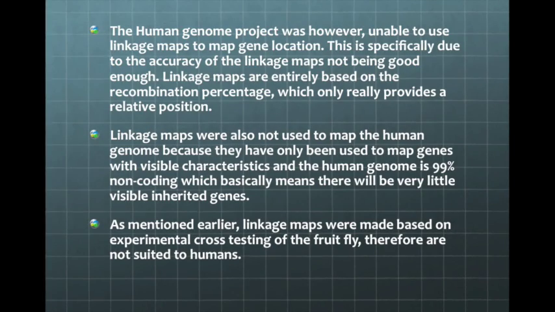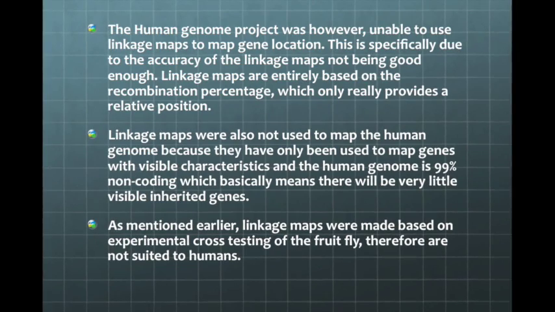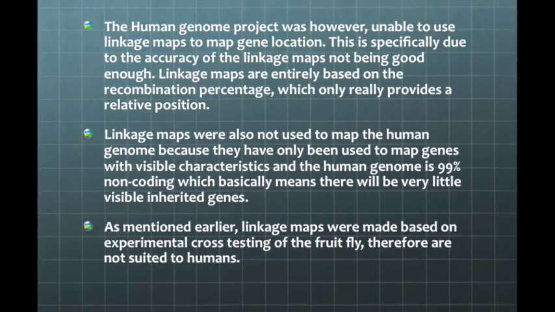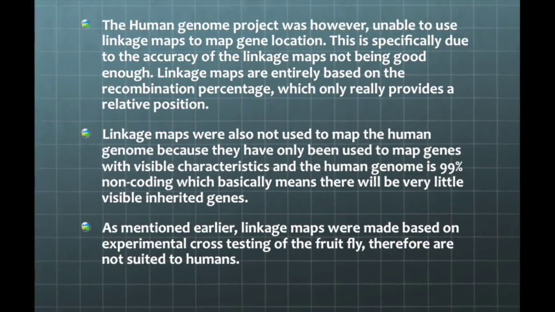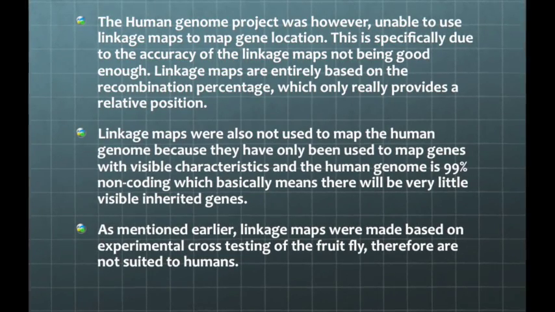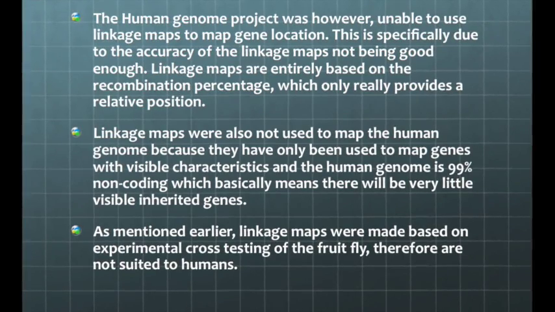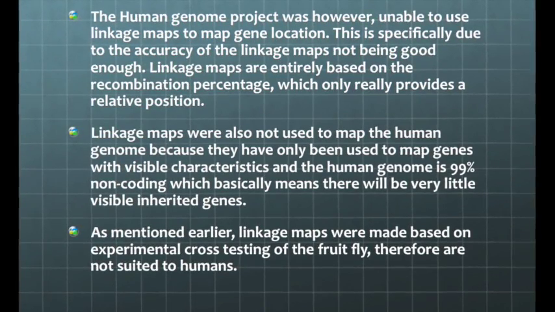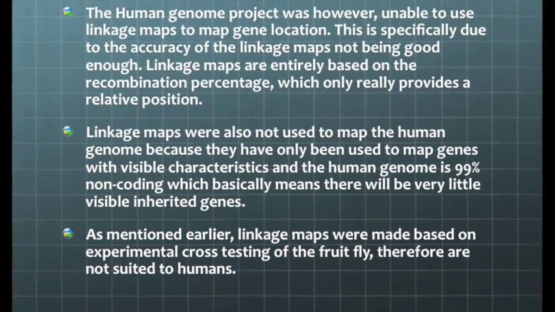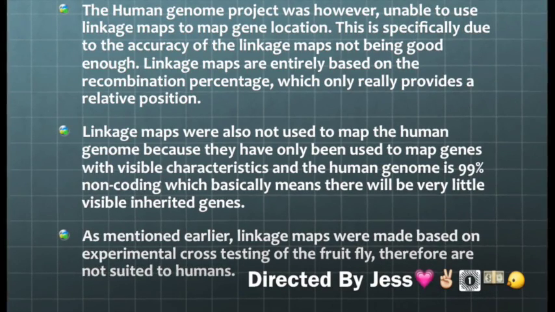Reasons why linkage maps couldn't be used to map the human genome are specifically due to the accuracy of the linkage maps not being good enough. Linkage maps are entirely based on the recombination percentage, which only really provides a relative position. Linkage maps were also not used to map the human genome because they have only been used to map genes with visible characteristics, and the human genome is 99% non-coding, which basically means there will be very little visible inherited genes. As mentioned earlier, linkage maps were made based on experimental cross-testing of the fruit fly. Therefore, they are not suited to human beings.